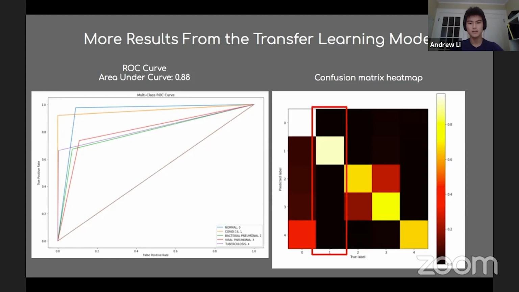And on the right, you can see a heat map, a different kind of representation of the confusion matrix. Again, this shows in that red rectangle that the COVID X-ray classification was highly accurate.